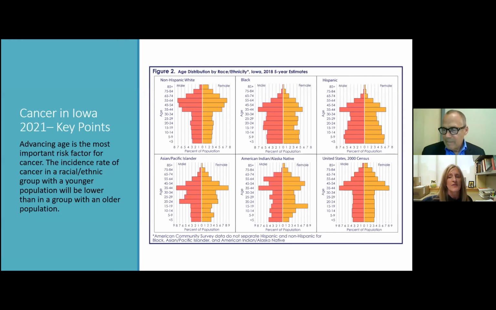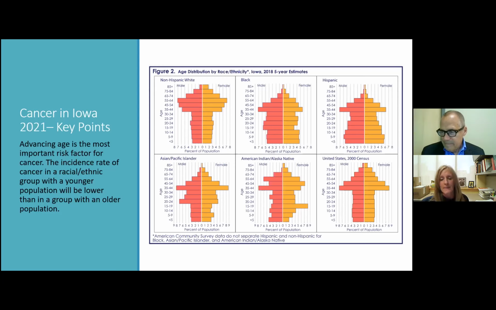So then what I wanted to do for the last time is just to go through our key points from this middle section. And the first point that I wanted to make is that advancing age is the most important risk factor for cancer. Cancer is a disease of the elderly. And so if you think about it, the incidence rate for new cases in any particular racial or ethnic group with a younger population will be lower than in a group with an older population.